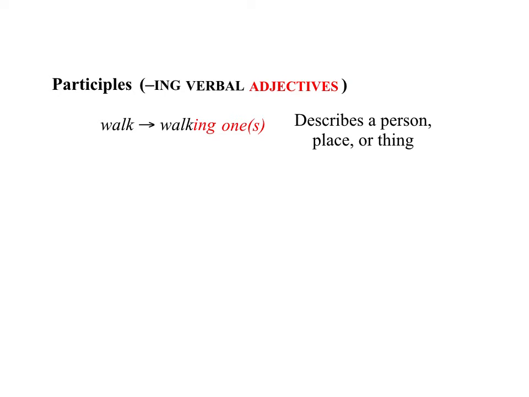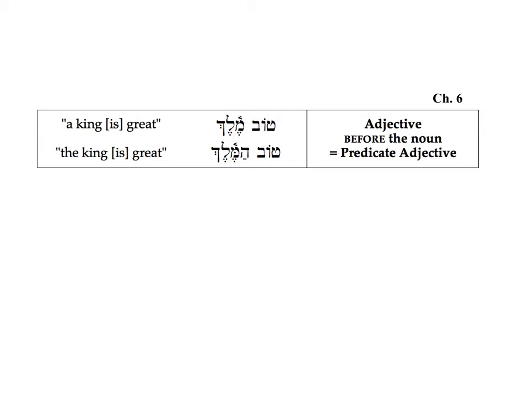So a man can be a walking man, just like you would have a regular adjective and have a man be a good man or a tall man. It's a way of creating an adjective, a descriptor of a person, place, or thing using a verbal root. So these participles can be used just like regular adjectives. So if the adjective appears before the noun, we learned that it is always a predicate adjective.